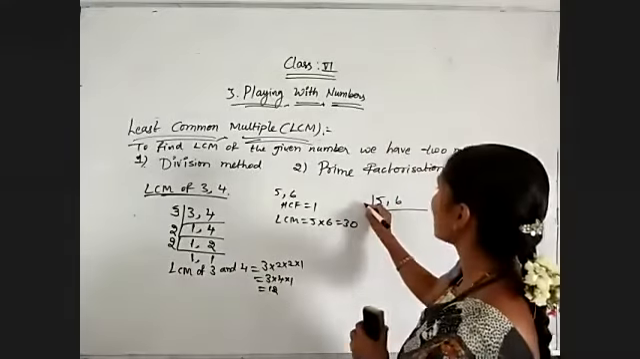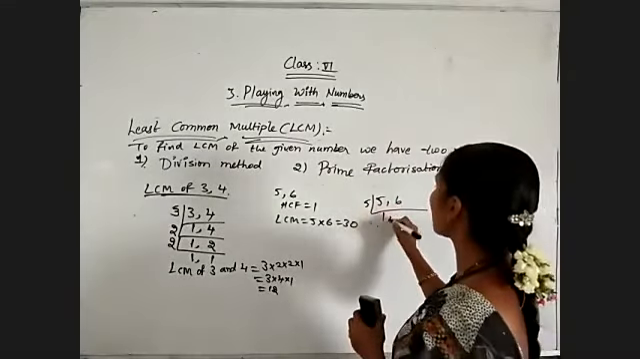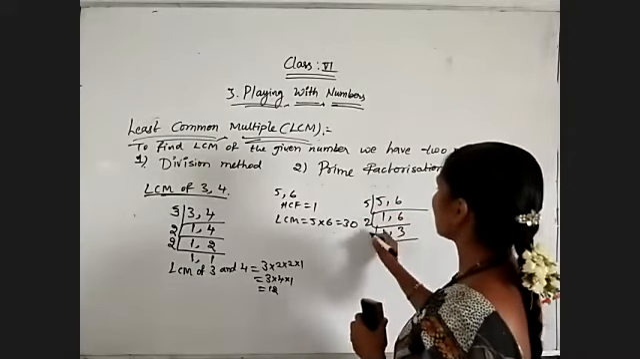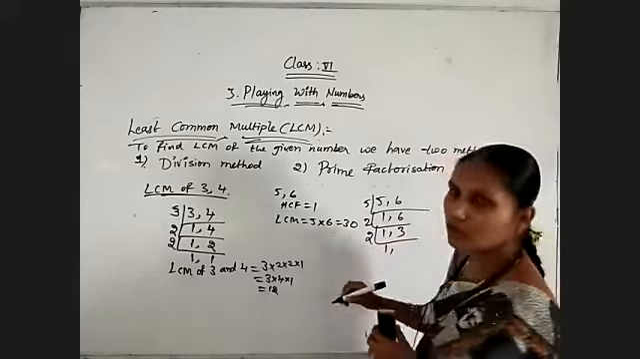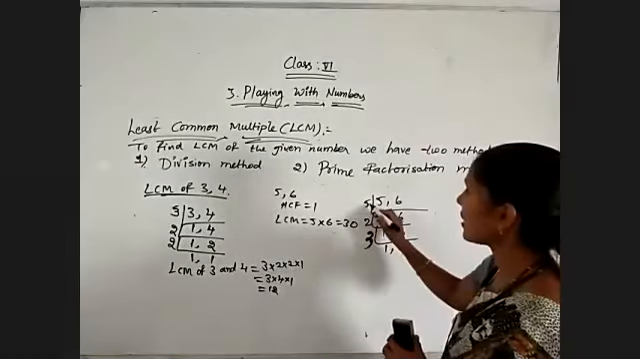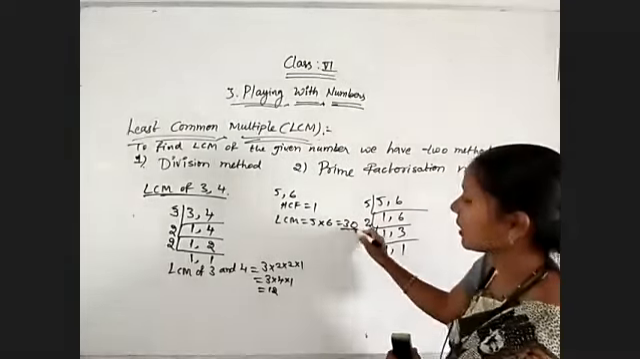What I am doing, see, the 5 table: 5 ones are 5, and 6 as it is. 2 ones are 2, 2 threes are 6, and 2 ones as it is, I need to write. Sorry, 3 ones are 3. So what is the LCM? 5 twos are 10, 10 threes are 30.